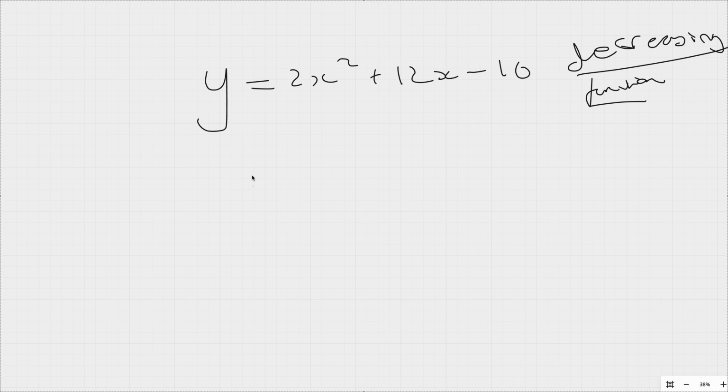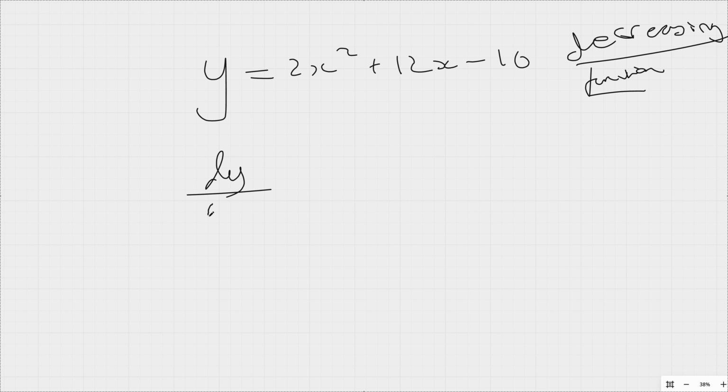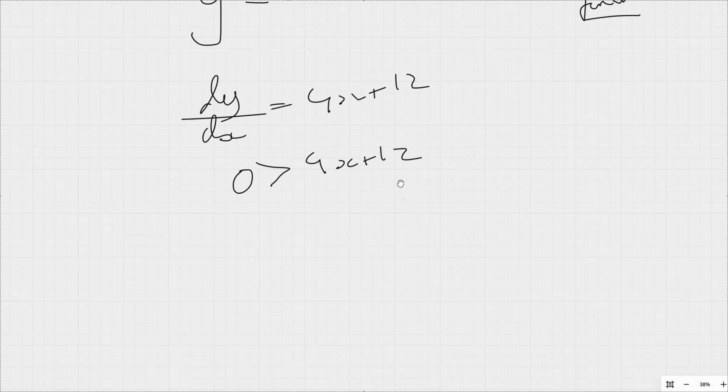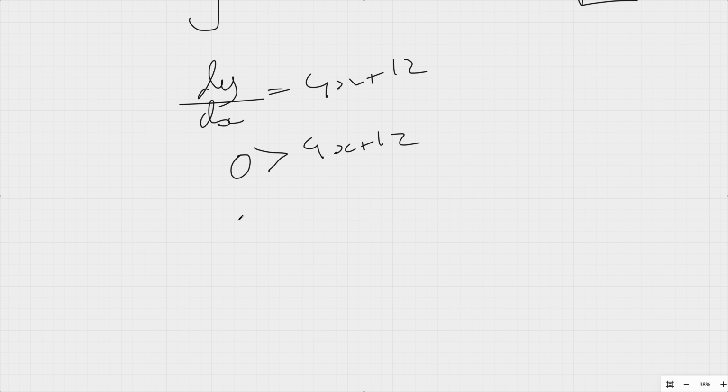So let's just differentiate it. dy/dx equals 4x plus 12, and just make it less than 0. So 0 is more than 4x plus 12. And solving this gives us x is less than minus 3. So that's our answer. It shows that when x is less than minus 3, our function is decreasing. Yes.